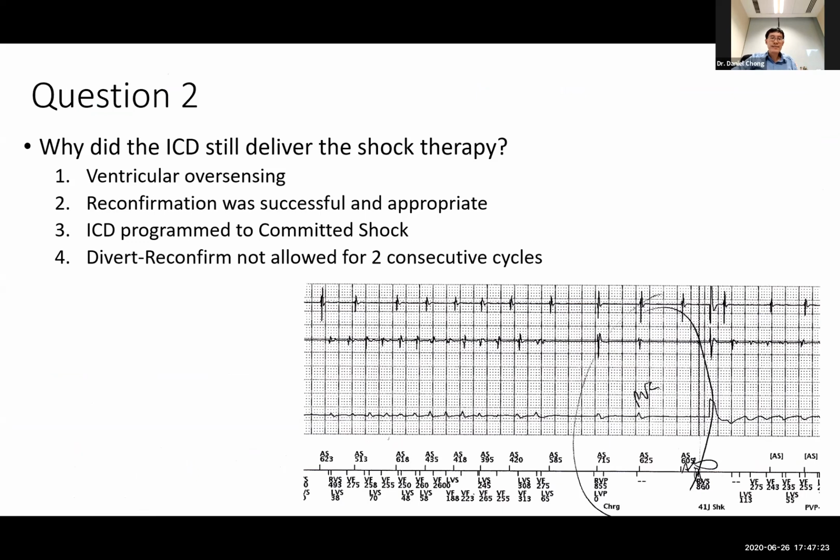So maybe could I just get the audience to vote to say what do you think is the cause for this patient's ICD shock, even though his non-sustained ventricular arrhythmia had terminated by then.